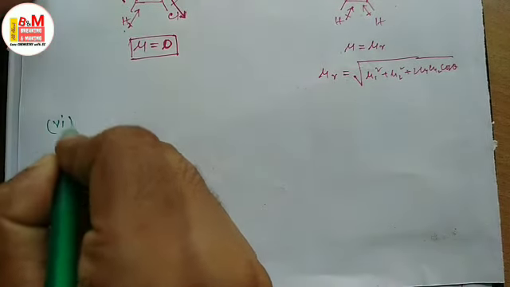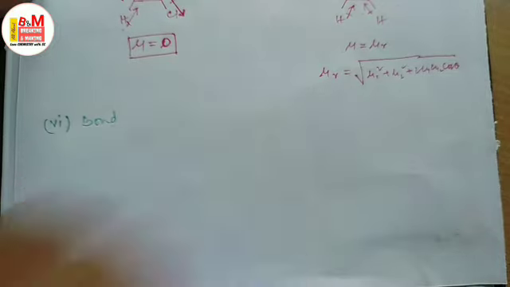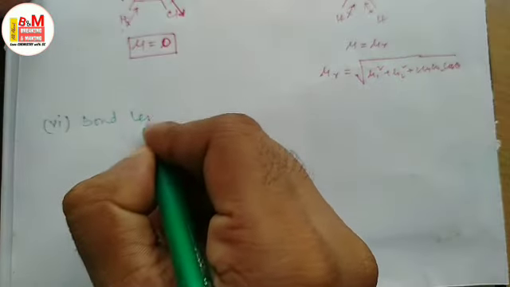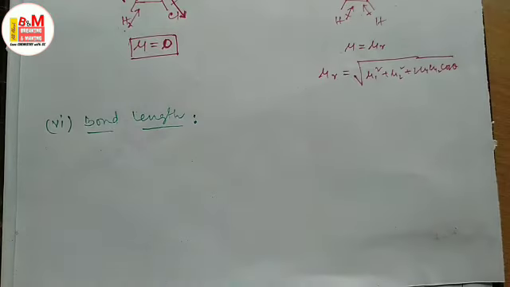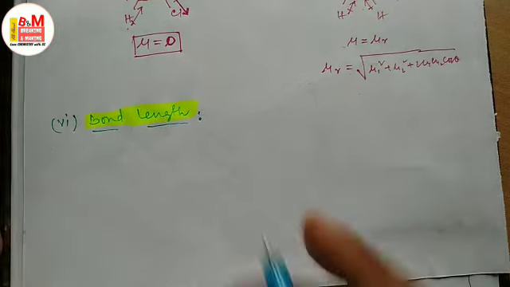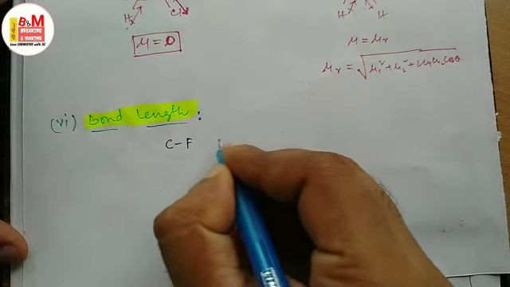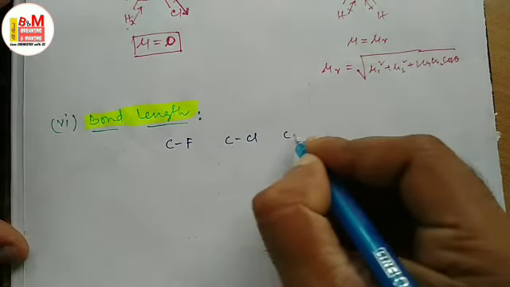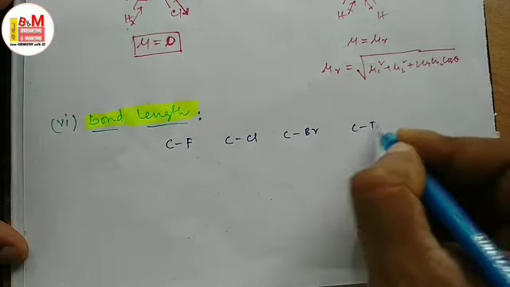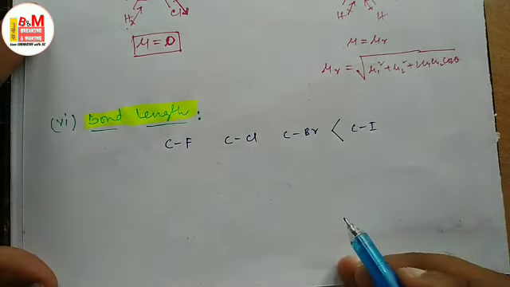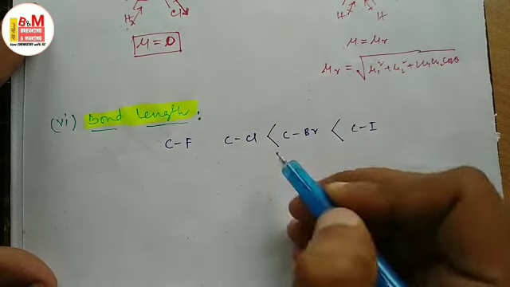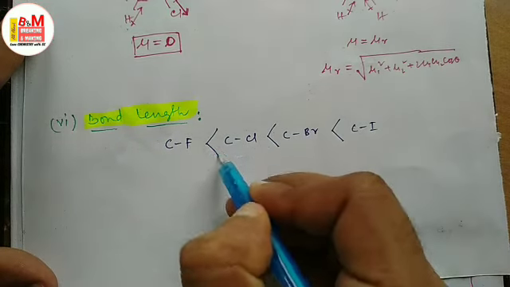Now number 6, which is bond length. What will be the order of bond length here? This carbon iodine bond is longer than carbon bromine, which is longer than carbon chlorine, which is longer than the carbon fluorine bond.